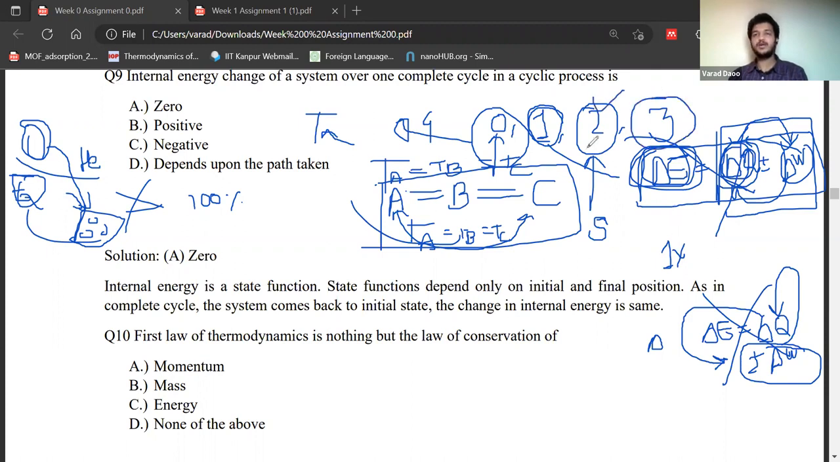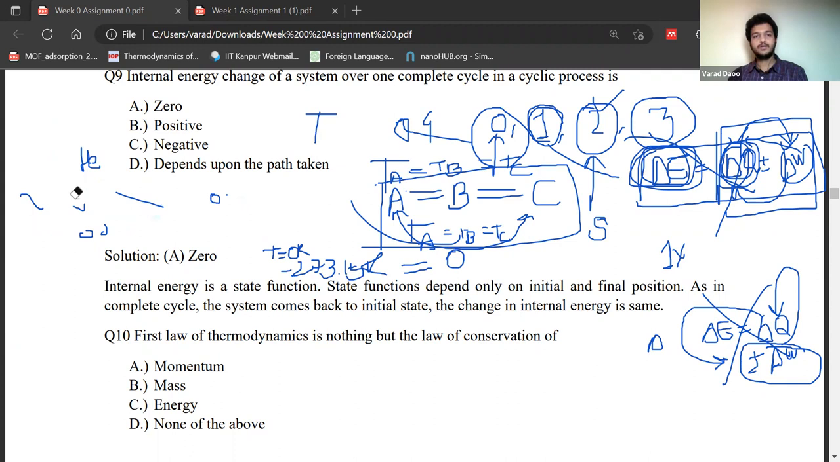And the third law, what is the third law? The third law tells us that the entropy of any substance at absolute temperature, that means 0 Kelvin or minus 273.15 degrees Celsius, is 0. Okay, so those are the 4 laws of thermodynamics.